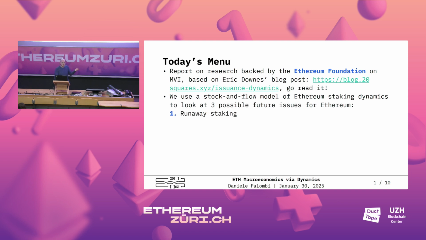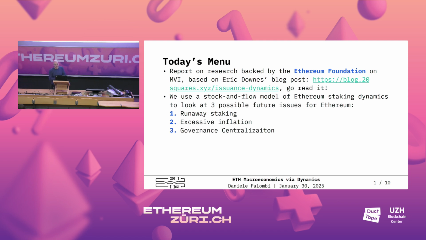The first one is runaway staking, the scenario with a tendency towards having near 200% of the ETH staked, which is obviously an undesirable scenario. The second one is excessive inflation, which has been the most discussed point around MVI and Ethereum issuance in general. A lot of people are concerned for their bags.